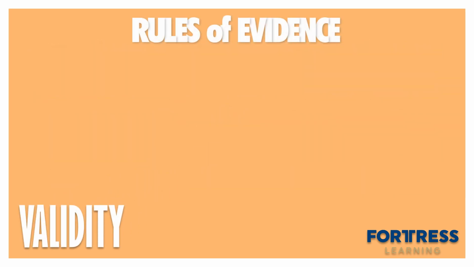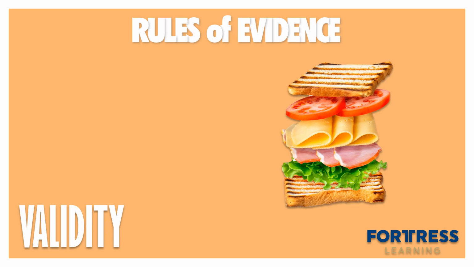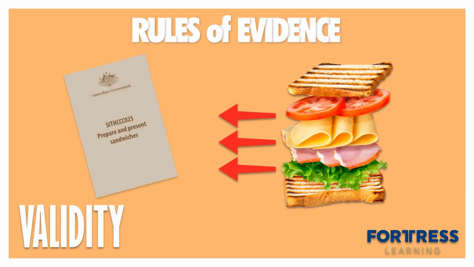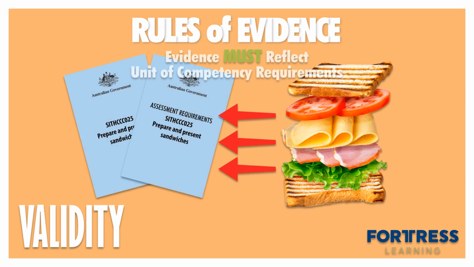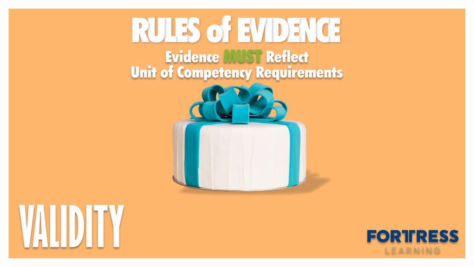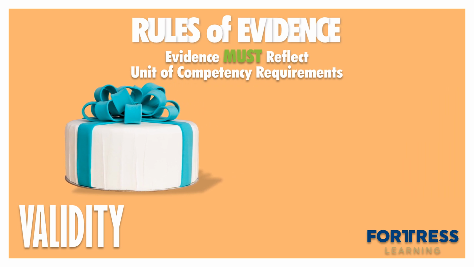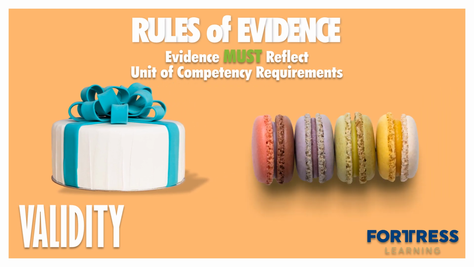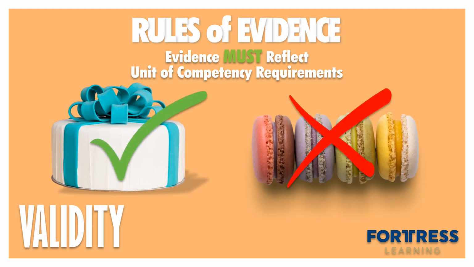The first rule of evidence is validity. This requires the assessor to be certain that the candidate has presented evidence that appropriately demonstrates the specific skills and knowledge that have been identified in the relevant units of competency and assessment requirements. For example, if the unit of competency required the learner to demonstrate their ability to bake a cake, but instead they baked biscuits, this assessment evidence would not be valid.